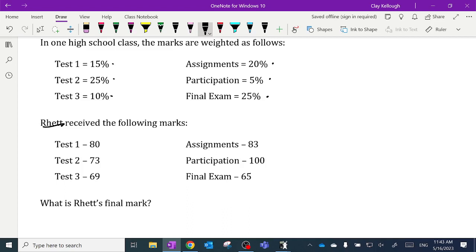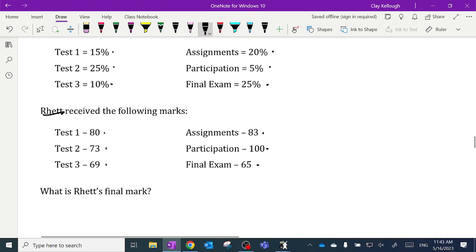Rhett got an 80 on test 1, a 73 on test 2, a 69 on test 3. His average of all his assignments is 83. He pays lots of attention in class and doesn't chat like the person chatting in class right now. Got 100 for participation and then got a final exam mark of 65. What's his mark? All right, here is how you actually calculate marks.